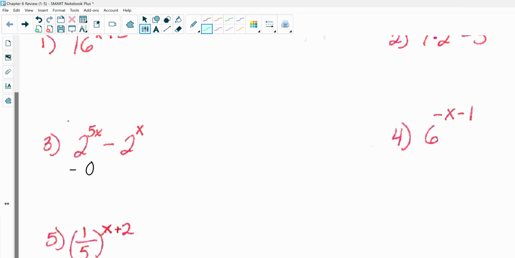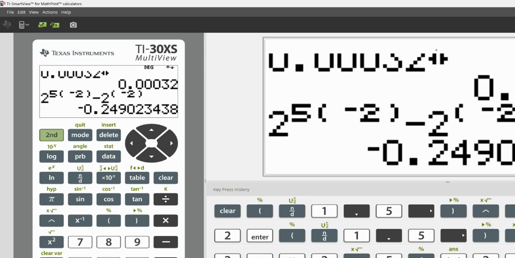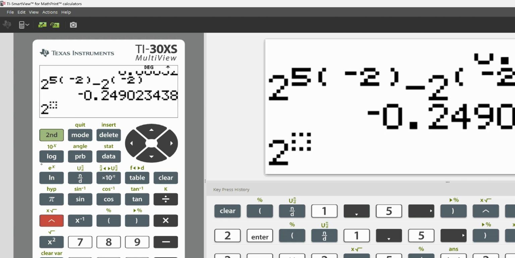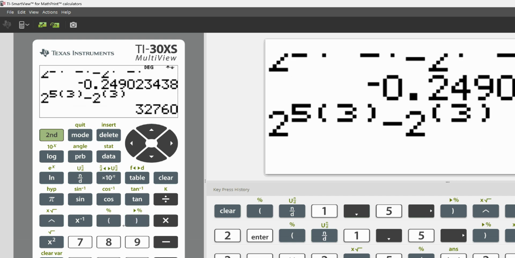What am I doing wrong? I'm not getting it. Because we have to set x, oh, to 3, because it asks for 2 values, 3 and -2. So we do -2 first. I typed it in replacing x with -2 and found its value. Now we're also going to say 2 to the 5 times 3 minus 2 to the 3, which is 32,760.